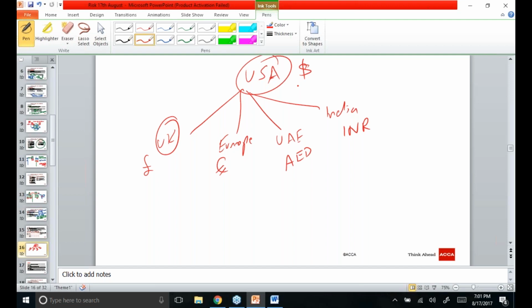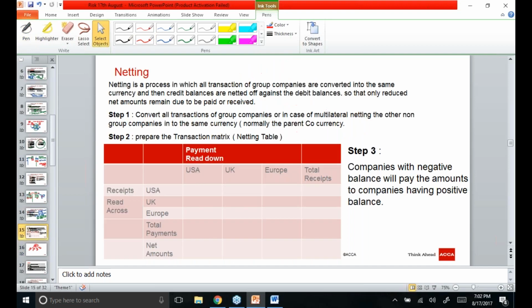So netting is a process to reduce these transactions into a smaller number. What we're going to do here is sit together and convert all of these different currency transactions into one single currency. Obviously, that single currency will be the parent currency. So the first step is netting, the process in which all transactions of group companies are converted into the same currency, and then credit balances are netted off against the debit balances.